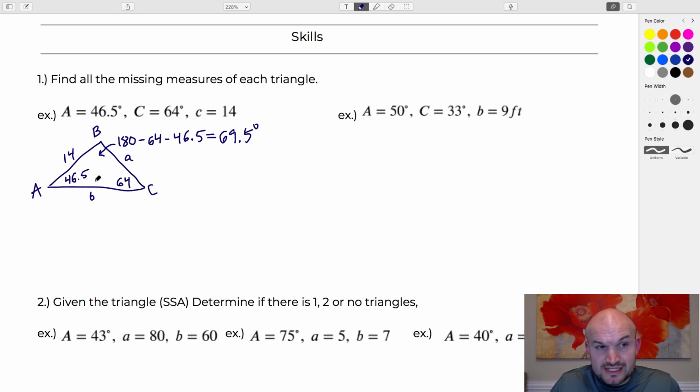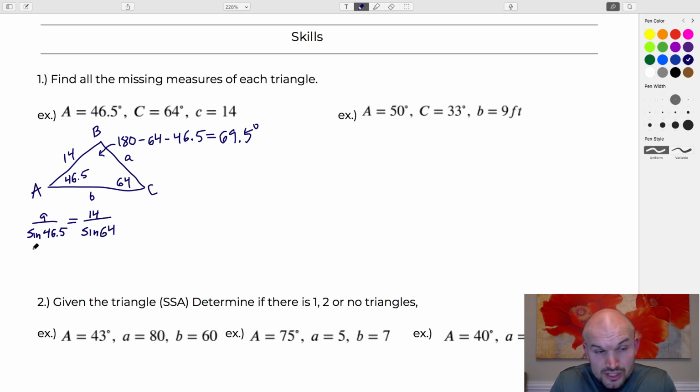So I'm going to set up the law of sines with my current ratio of 14 over the sine of 64. Again, I'm going to put the side length in the numerator because that's what I'm solving for. So I'll say a over the sine of 46.5 degrees is equal to 14 over the sine of 64 degrees.